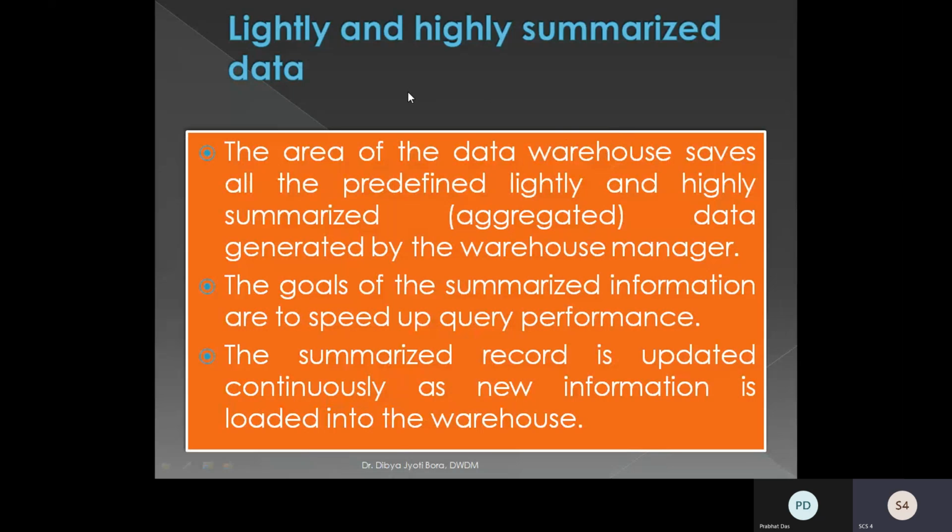Then lightly and highly summarized data. What is this actually? We'll go through it. This area of the data warehouse stores all the predefined, lightly and highly summarized aggregated data generated by the warehouse manager. The goal of the summarized information is to speed up query performance, and the summarized record is updated continuously as new information is being loaded. So you know that the main purpose of the data warehouse is to help the business analytics process. And for a business analytics process, what we need actually is a kind of summarized data.